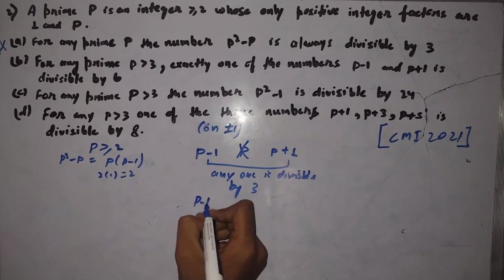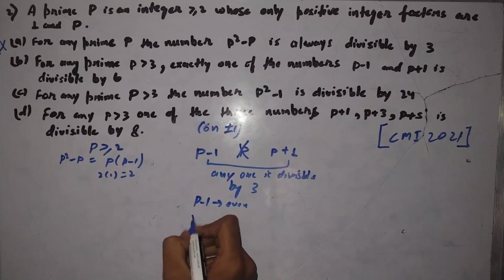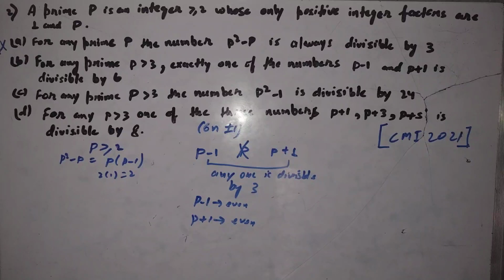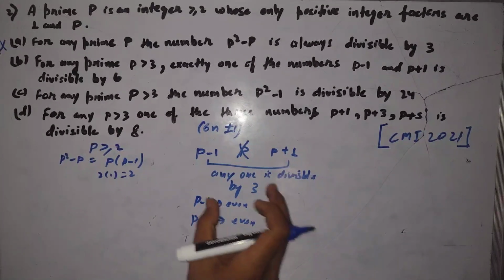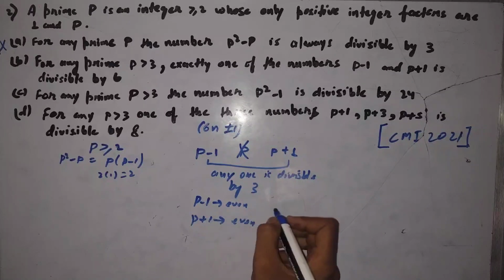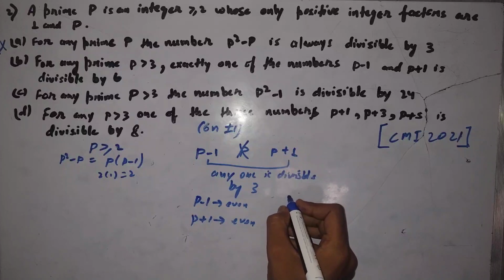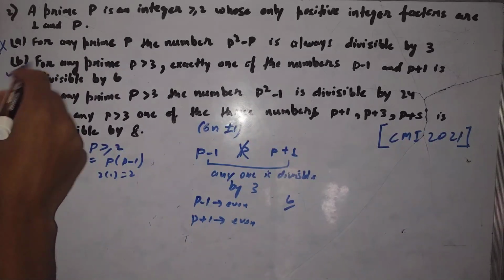So p minus 1 would be even, and p plus 1 would be even too, because odd minus 1 is even and odd plus 1 is even. And any one of them is divided by 3, but both of them are divided by 2, therefore any one of them is divided by 6. Okay, so statement B is also true.